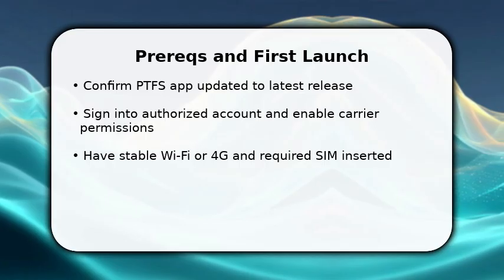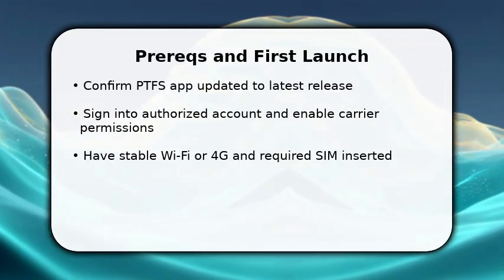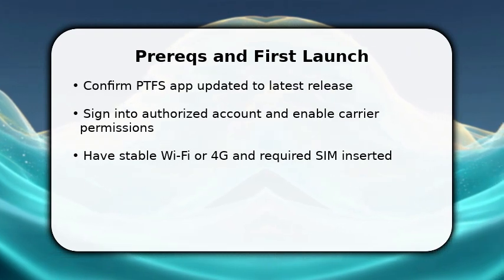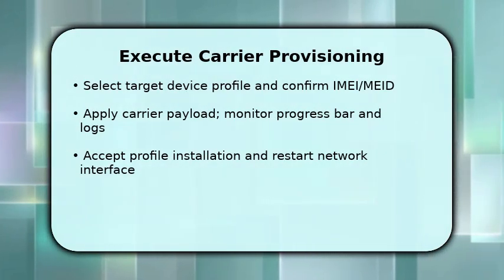Begin the carrier launch flow from the app's Tools menu, tap Launch Carrier. Then follow the prompts to fetch the carrier payload. You now select the target device profile and verify the IMEI or MAID matches the device.